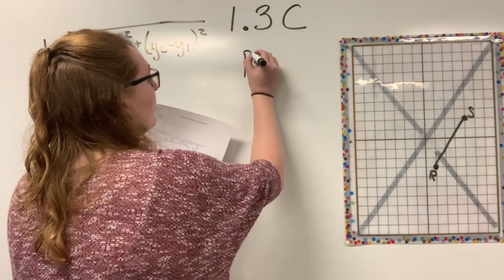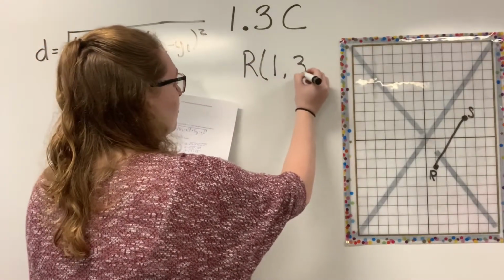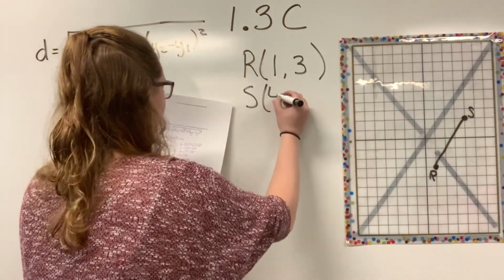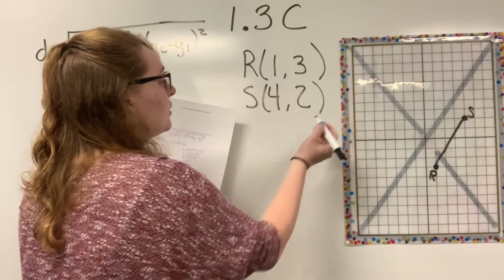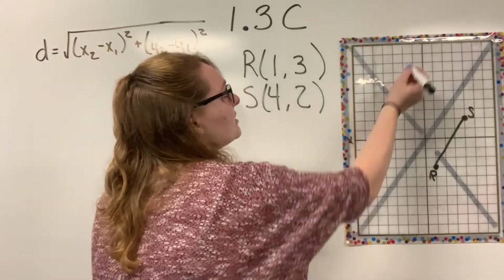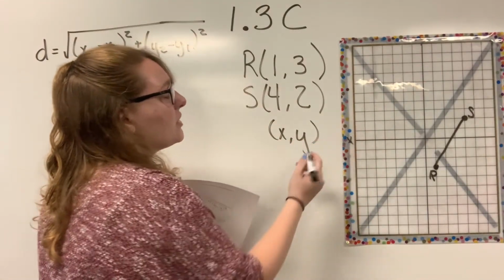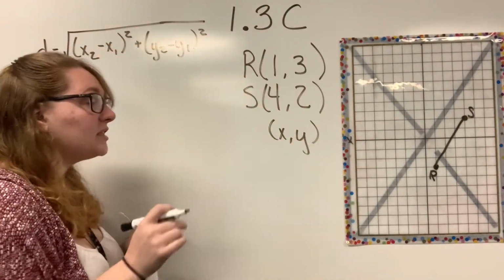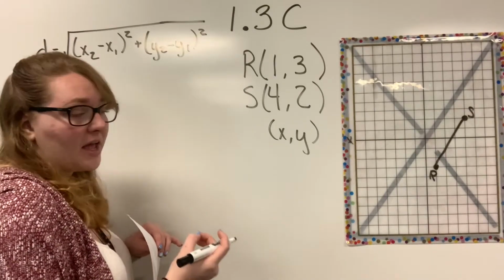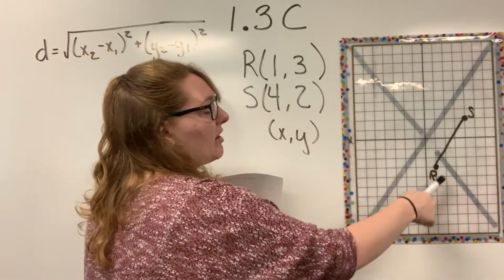So for number 1, we have a point R, which is at 1, 3, and a point S that is at 4, 2. So just like with our midpoint, we have our x-axis and our y-axis and our x then y points, which means first we're going to move horizontally on the x-axis and then vertically on the y-axis, okay? So I already graphed these points for us. I'll just go over how I got to R.